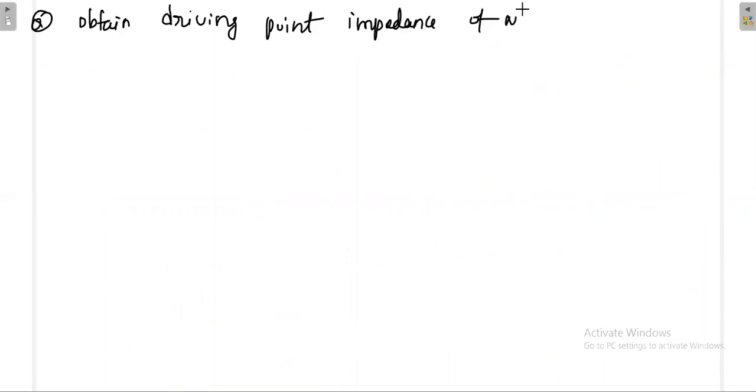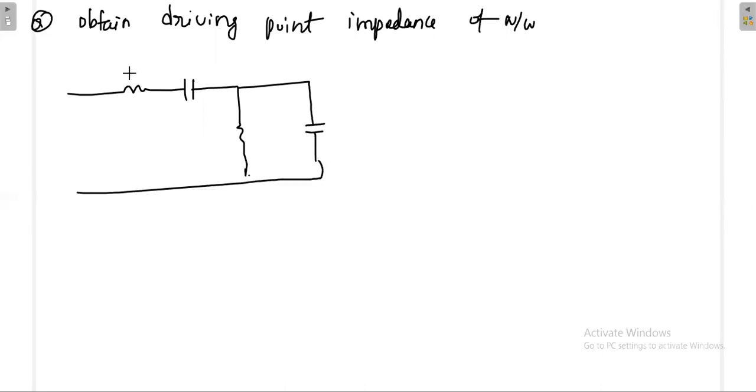Obtain the driving point impedance of the network. Driving point impedance means simply the input impedance of the network. Driving point impedance is the same as the input impedance. This is the network given: 1 ohm, 1 farad, 1 ohm, 1 farad. Then what is the driving point impedance?